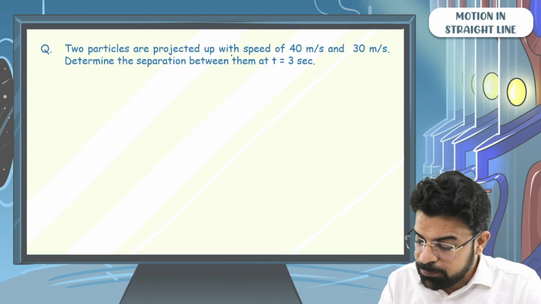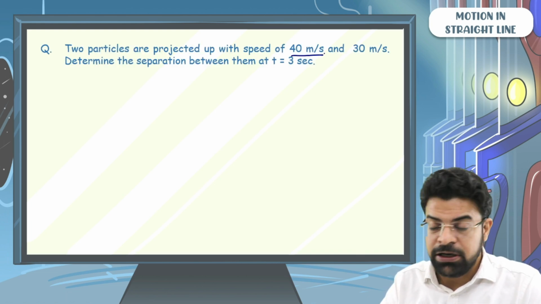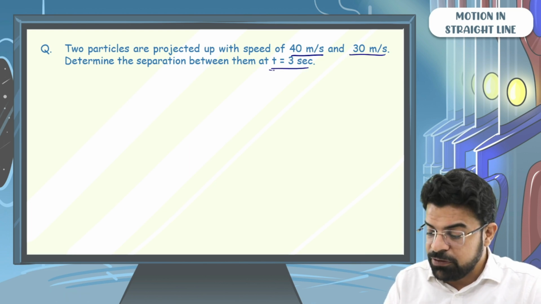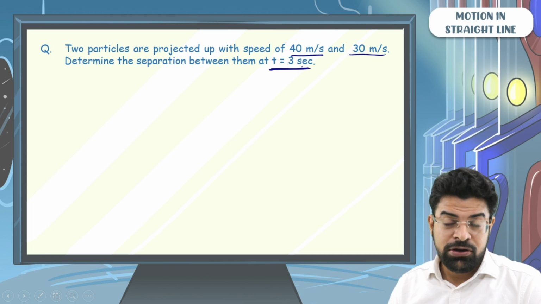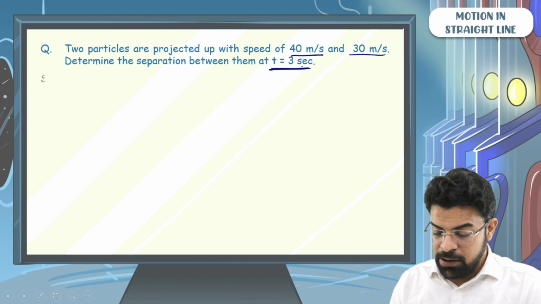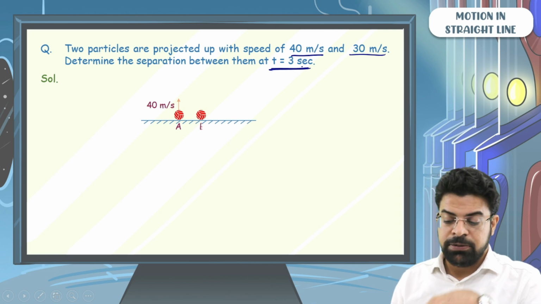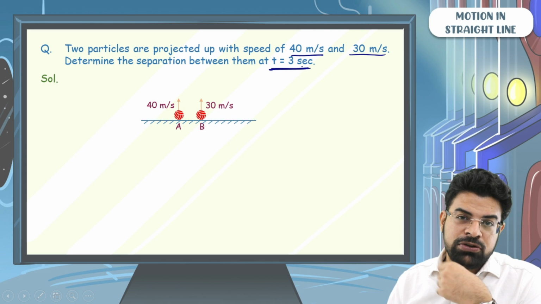Two particles are projected up with speed of 40 meter per second and 30 meter per second. Determine the separation between them at time equals to 3 seconds. You need to find the separation between them at time equals to 3 seconds.